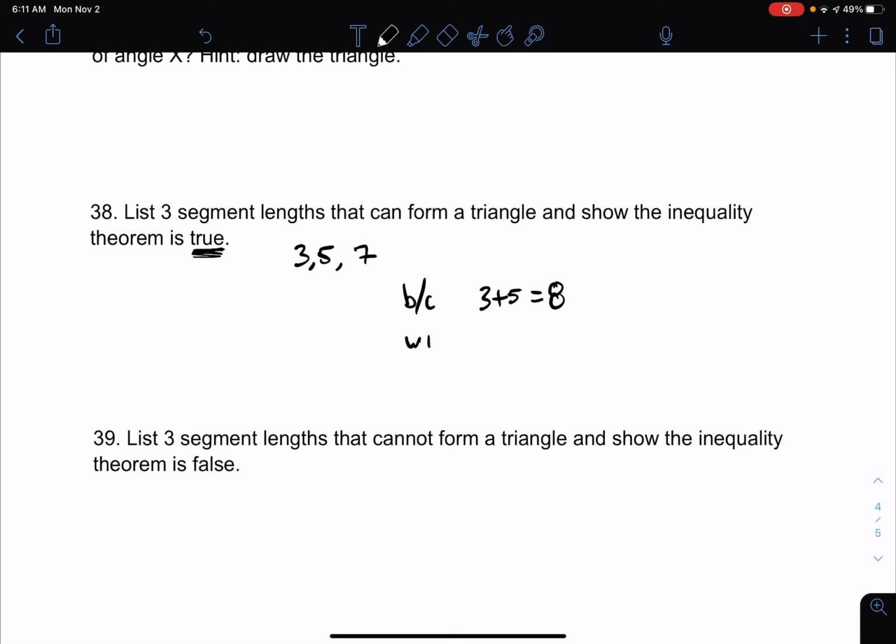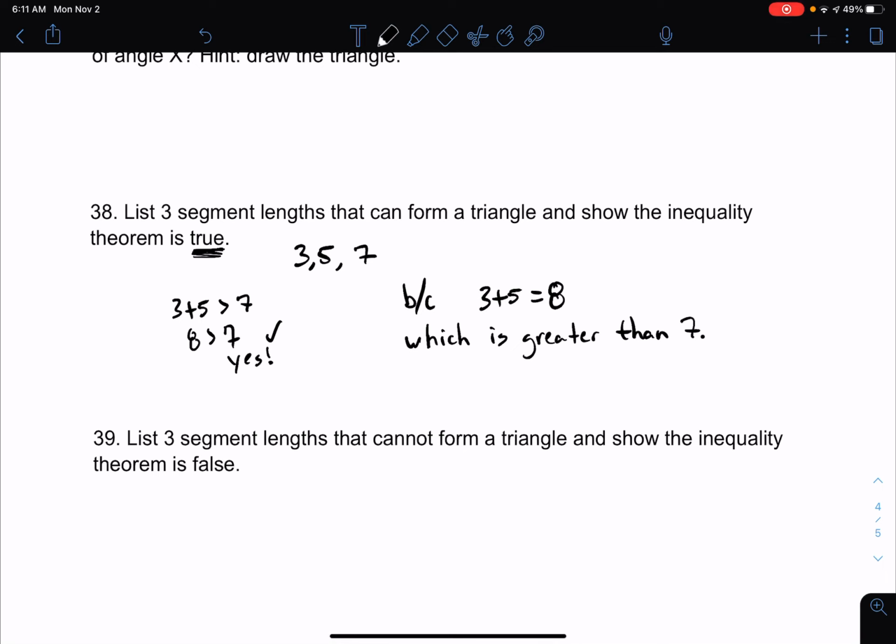which is greater than 7. Because remember, your 2 smallest sides, 3 and 5, have to be greater than the largest side. And basically all you have to do is just kind of write that out. So 8 is in fact greater than 7. So yes, this is a triangle.